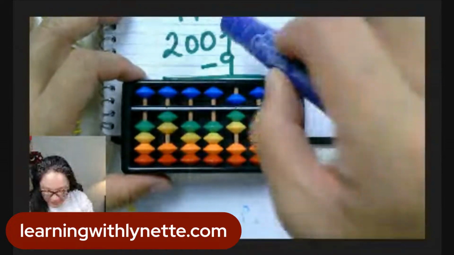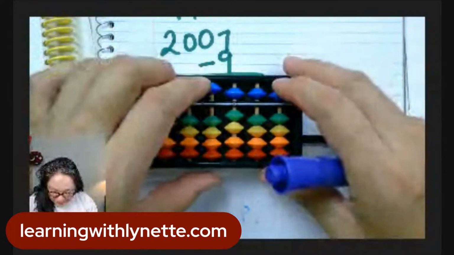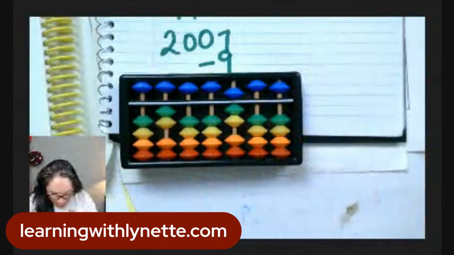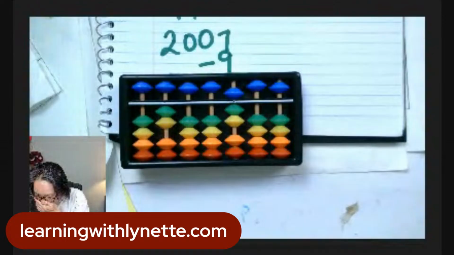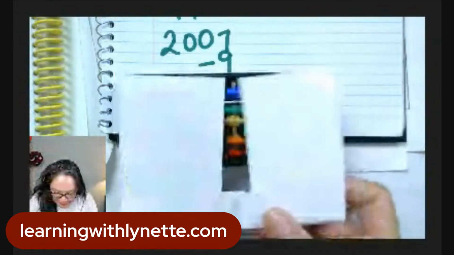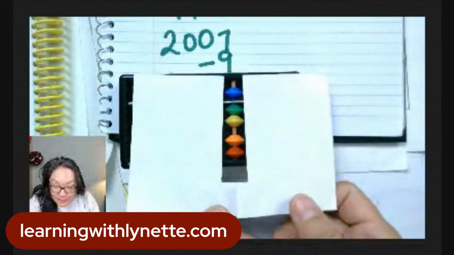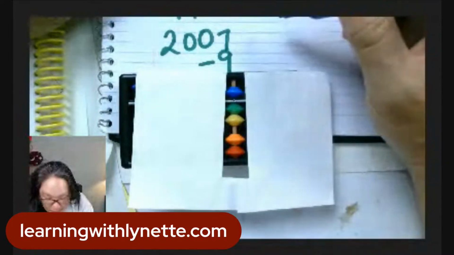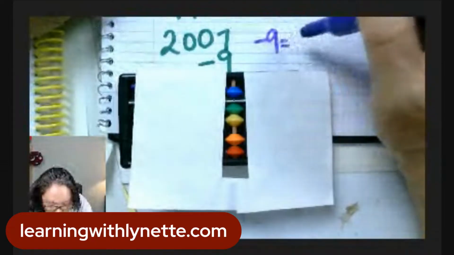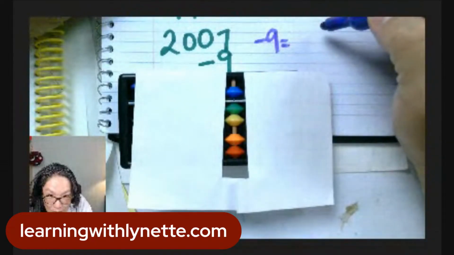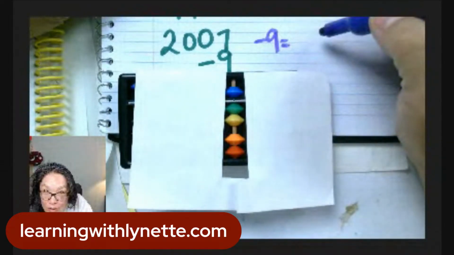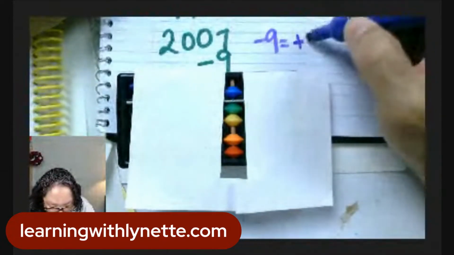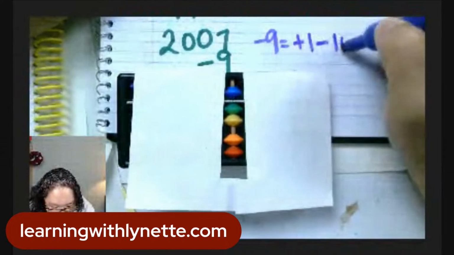All right. Minus the 9. If I want to take away the 9, do we remember how to take away the 9? Minus the 9 is equal to what? Use the second column. We can't. Right. How do we do it? Minus the 9 is what? Plus the 1 minus the 10.